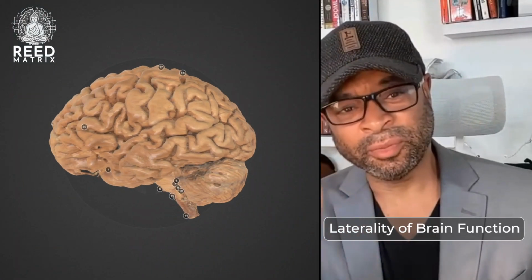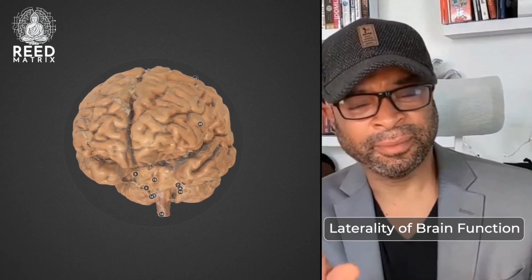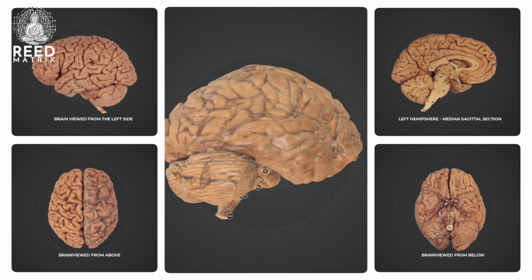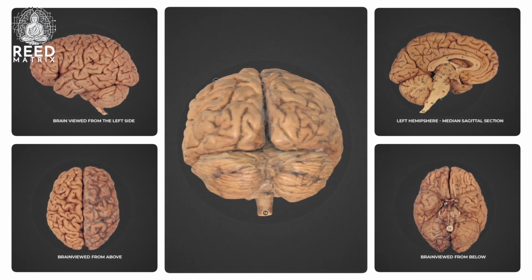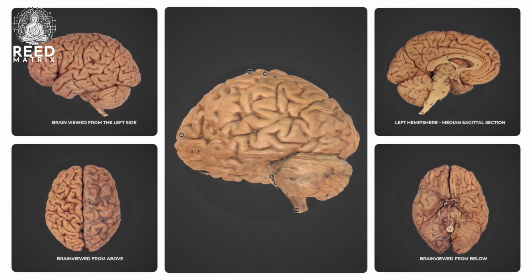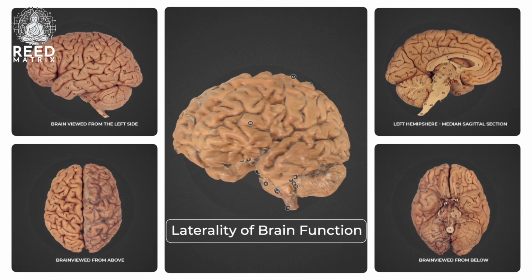One of the most important principles in neuroscience is laterality. Brain functions are not distributed evenly across the two hemispheres. This pattern isn't unique to humans. It's been observed in many vertebrates, including fish and birds.